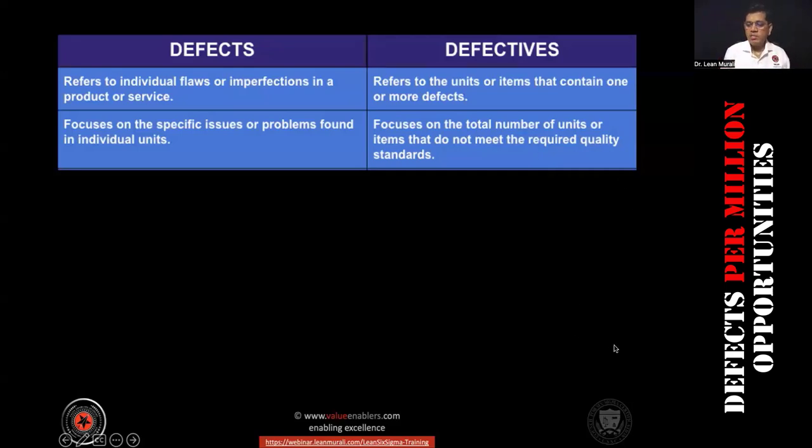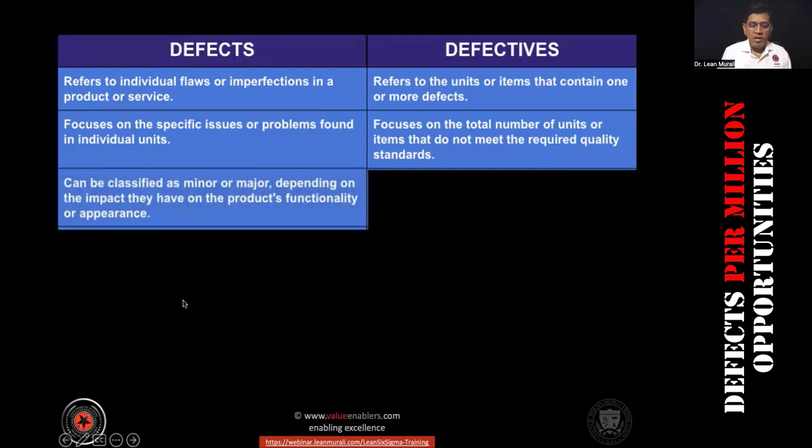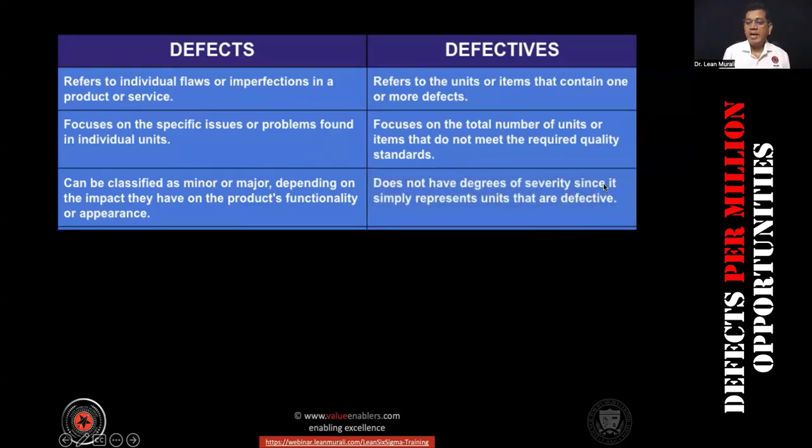Now, if the second one is clear, on a scale of 1 to 10, please give me a 9 or 10 if it is super clear. All right. Now, defects can be classified as minor defect or major defect, depending upon the impact they have on product functionality or appearance, whereas defective does not have degrees of severity, since it simply represents the unit as defective. If this is super clear, type SC in the chat box. Super fantastic.